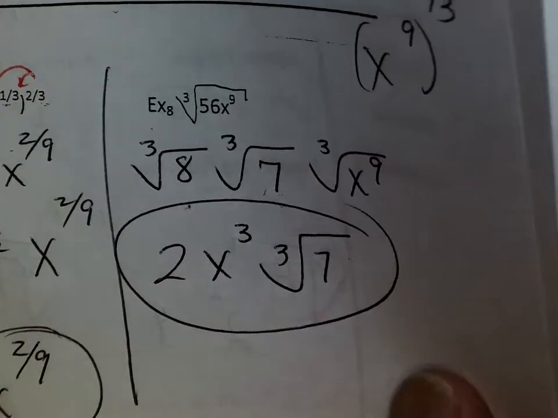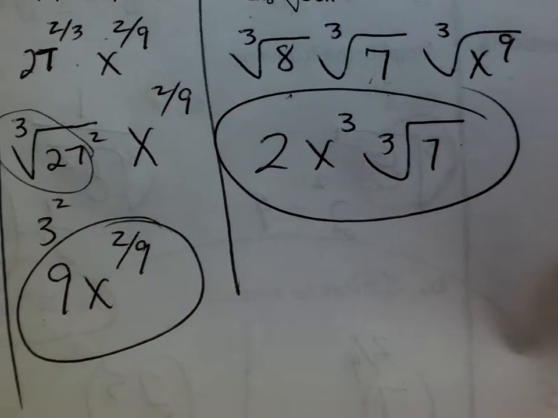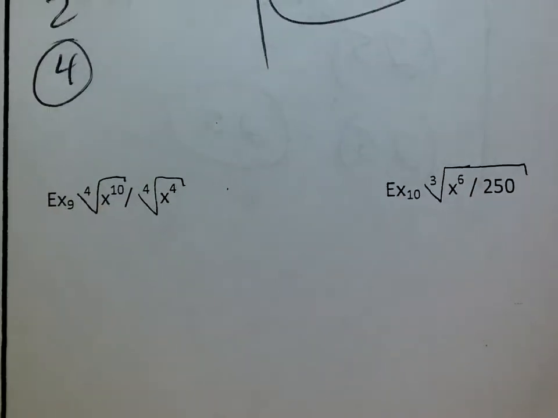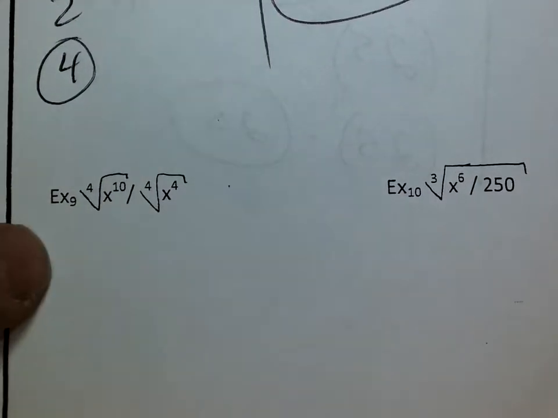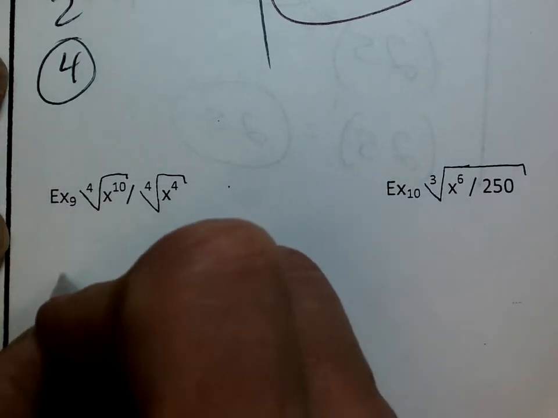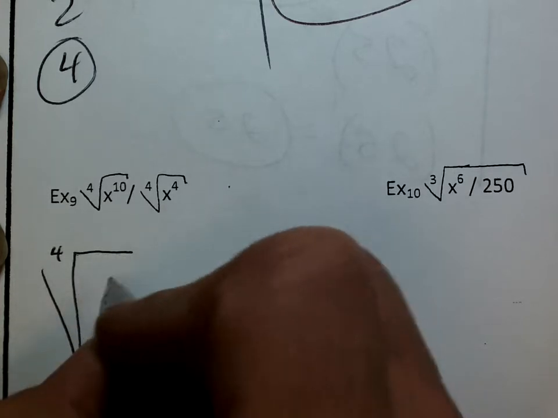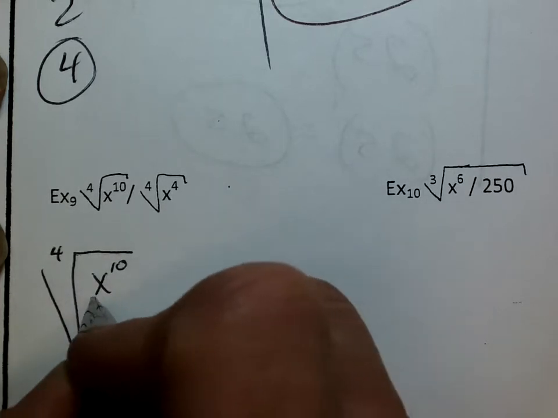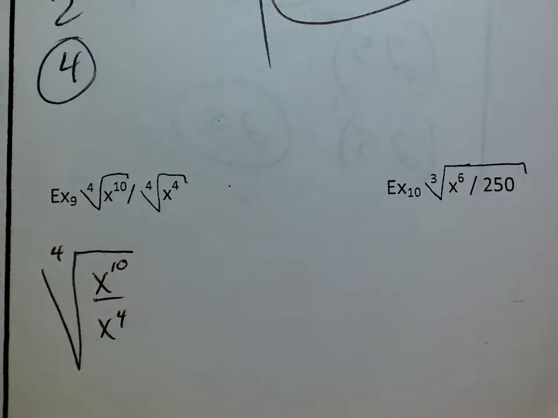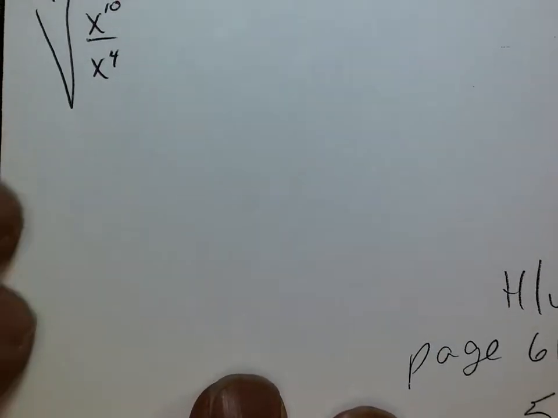All right, example 9. Okay, that's what we got. All right, I'm going to rewrite it so I can see it better. Fourth root, and they're both fourth roots, so I'm going to rewrite as fourth root of x to the 10th over x to the 4th. Since they're both fourth roots, I'm just going to rewrite it like that, okay?